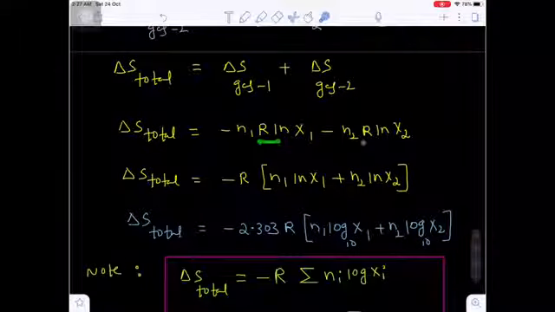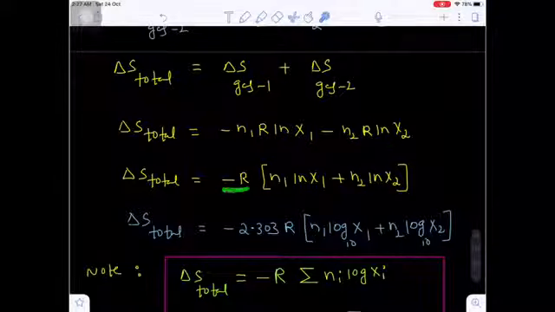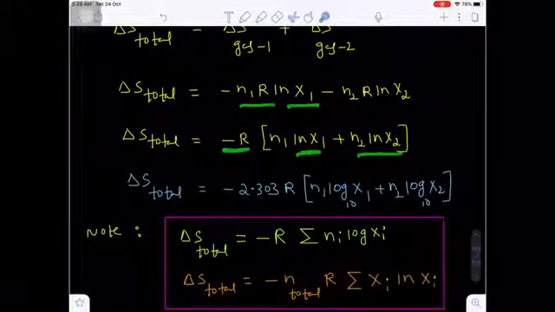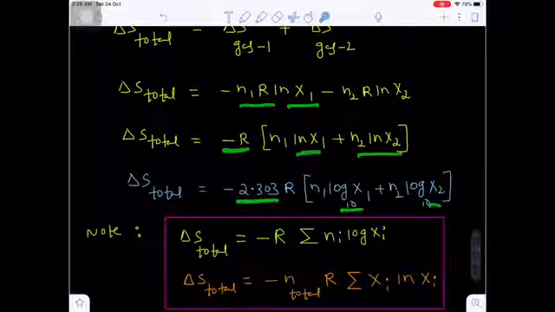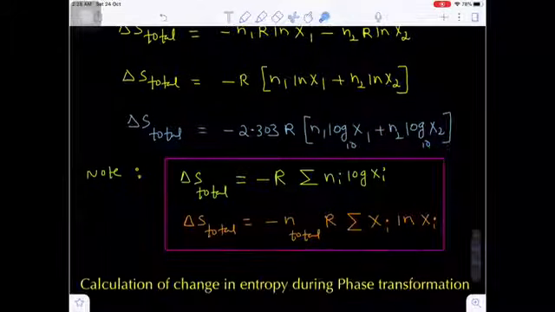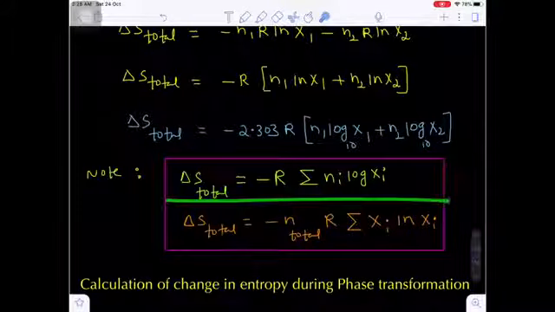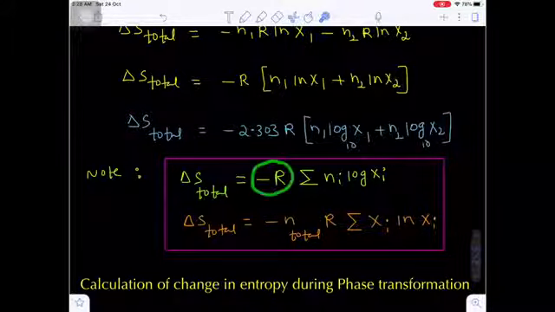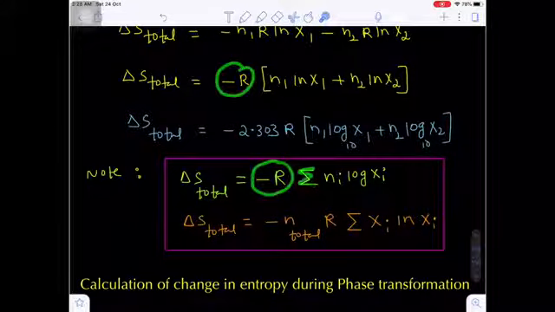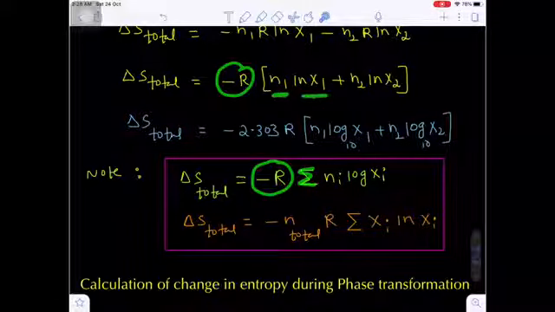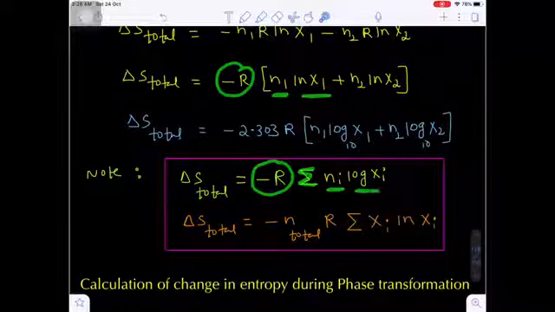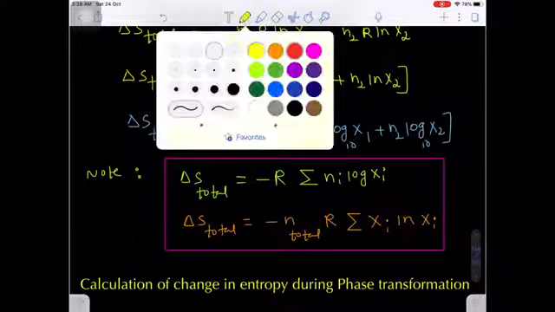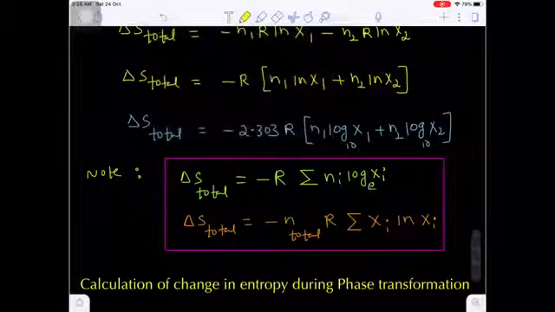By taking the common R, you will get minus R times N1 ln x1 plus N2 ln x2. For natural logarithm, to convert into base 10 we have to multiply with 2.303. So this is the general formula to calculate delta S total for intermixing of two or more ideal gases: minus R sigma Ni ln xi. Here the base of the natural logarithm is e, so that's why I am writing the base e here.